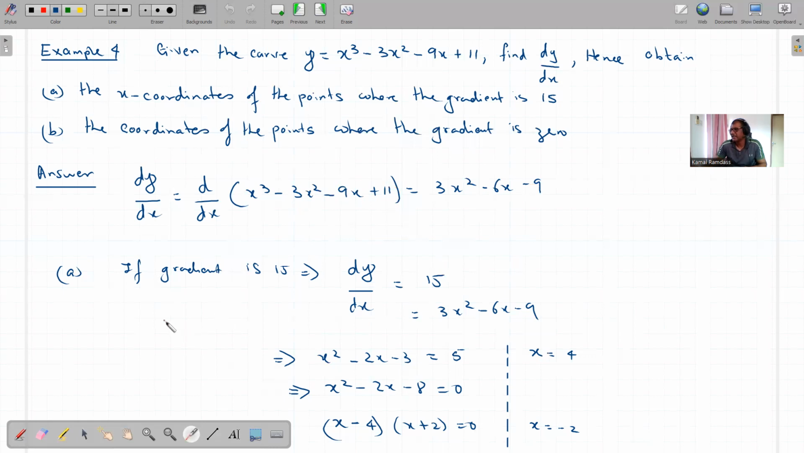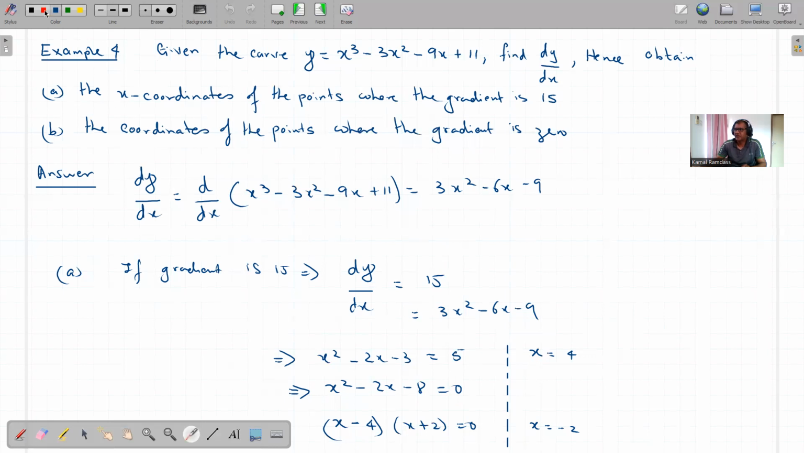Bon, if gradient is 15, therefore dy by dx is equal to 15, est égal à 3x squared minus 6x minus 9. Et là, on divise tout par 3. Bon, x squared minus 2x minus 3 is equal to 15 by 3. 15 by 3 is equal to 5. OK? Et là, on a x squared minus 2x minus 8 is equal to 0. Et là, on factorize. x minus 4 into x plus 2 is equal to 0. OK? Et là, on a x is equal to 4 and x is equal to minus 2.